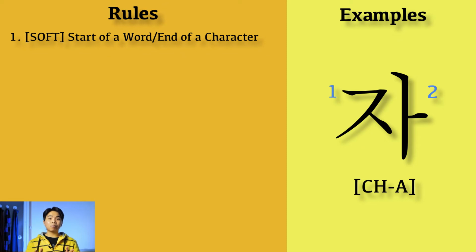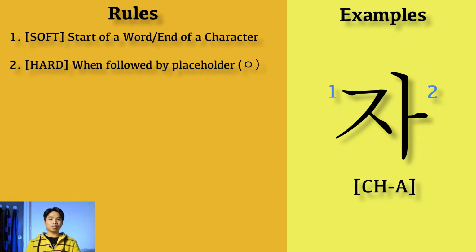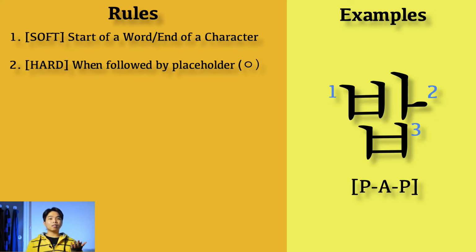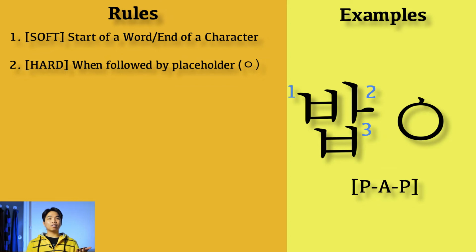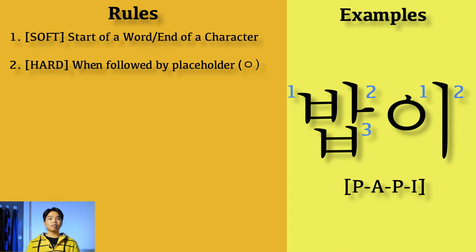So aside from your rule number 1, we have rule number 2, which says that you have to use hard sounds when this is followed by a placeholder. So let's use yung word natin earlier, which is pop, and then let's place a placeholder next to it, and then let's put another vowel, let's say letter I. So if we're going to read them separately, it's going to be pop, E, pop, E. But since we have rule number 2, ang magiging basa dyan is pabi, pabi, pabi.